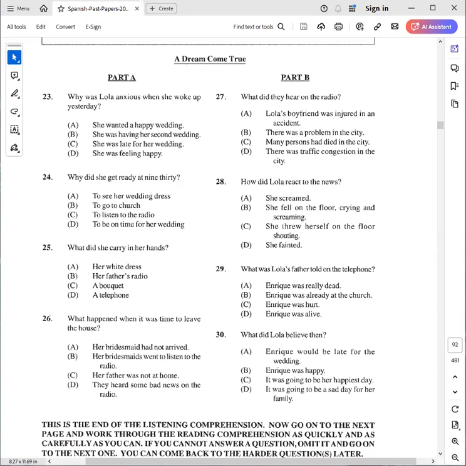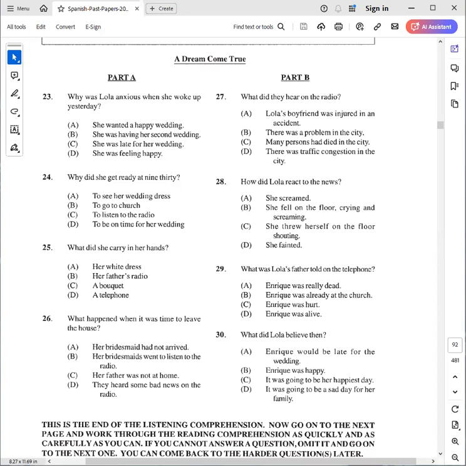Lola, su papá y las damas de honor estaban a punto de salir para la iglesia cuando oyeron una noticia mala en la radio. So Lola, her father, and the bridesmaids were about to leave to go to the church when they heard some bad news on the radio. So why was Lola anxious when she woke up yesterday?